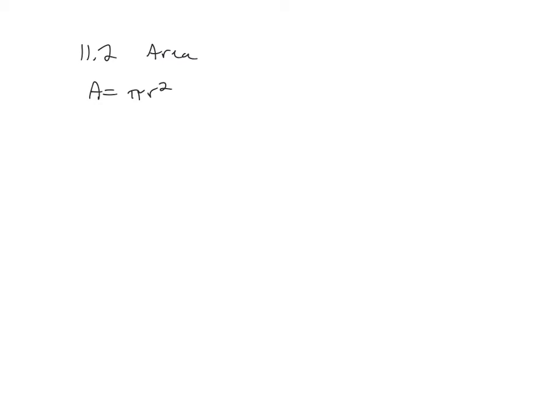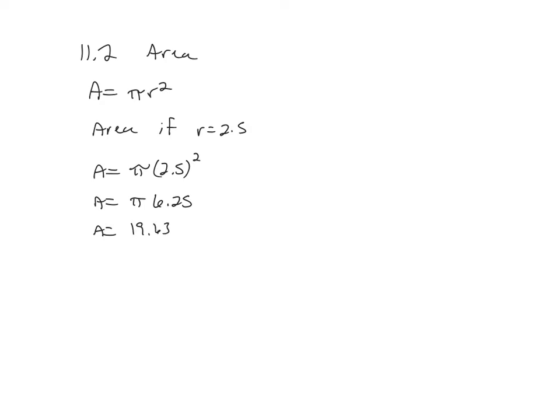Okay, so just like yesterday, it could say area if the radius is 2.5. So then 2.5 squared, which is 6.25, times pi is 19.63.